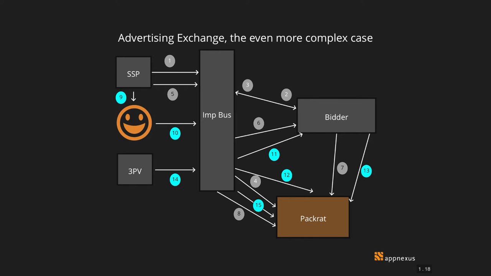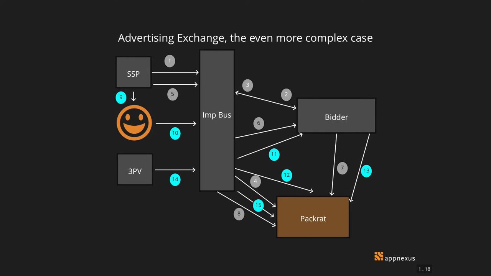And the impression bus will also log out, hey, this was viewed to the stream, right? And then it gets even more complicated. We have third-party verification in our system. So places like Double Verify or the like will determine if the ad we've shown is fraudulent or not, or happens to hit a fraudulent site. That pixel is dropped with the ad.